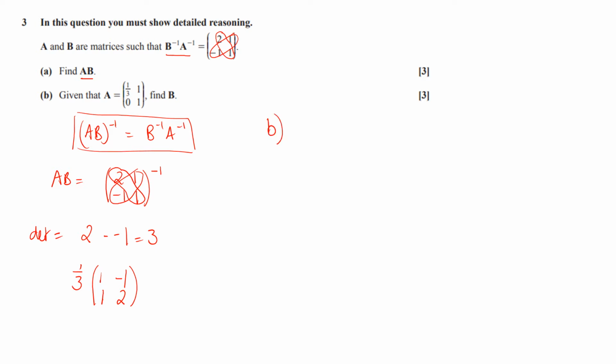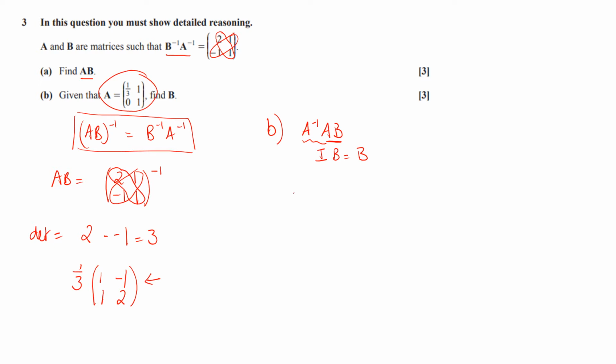Right, part B, given that A is equal to 1/3, 1, 0, 1, find B. Well, we're going to use what we found in part A, and what we need to do is pre-multiply by A inverse on AB. Now AB we found in part A. We're given that A is this, so if we find the inverse, then these two on the front will act as the identity matrix times B, which will just equal B. So what we need to do is find the inverse of the given matrix A in part B, and then just multiply it by our answer from part A.